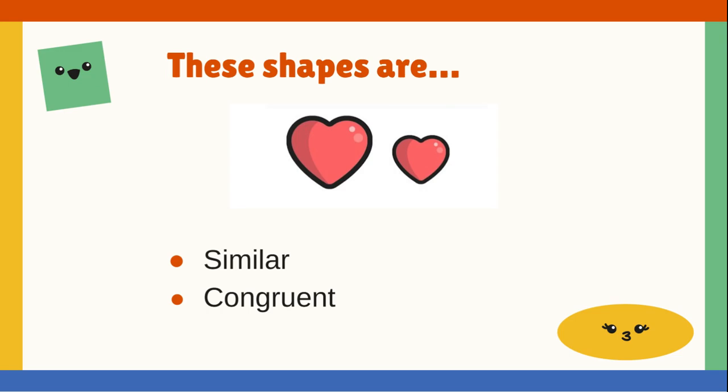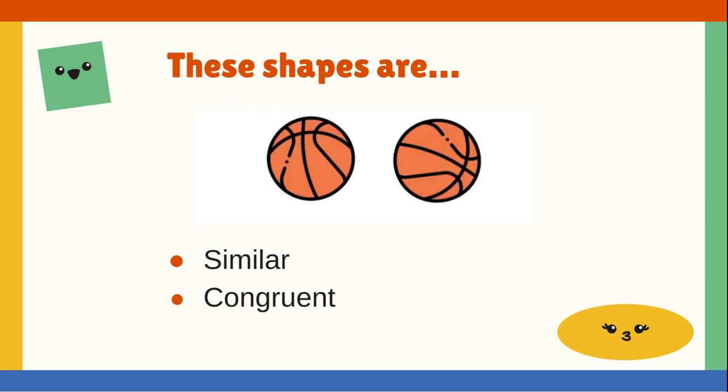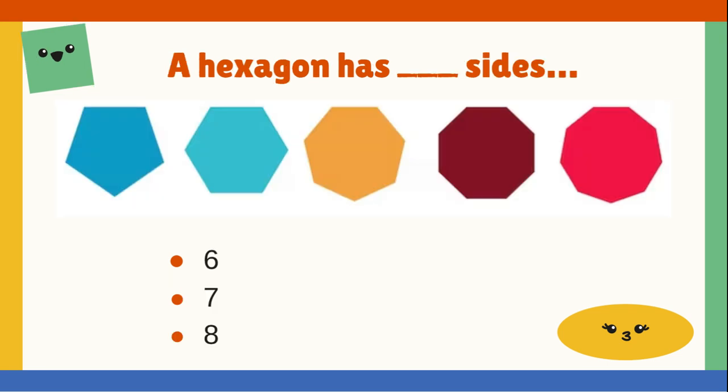So these shapes, are they similar or congruent? Good. These ones are similar. Okay, they are not exactly the same size, but they are the same shape. These shapes are... Good. These ones are congruent. Even though they're turned a little bit, they're exactly the same image and the same size.